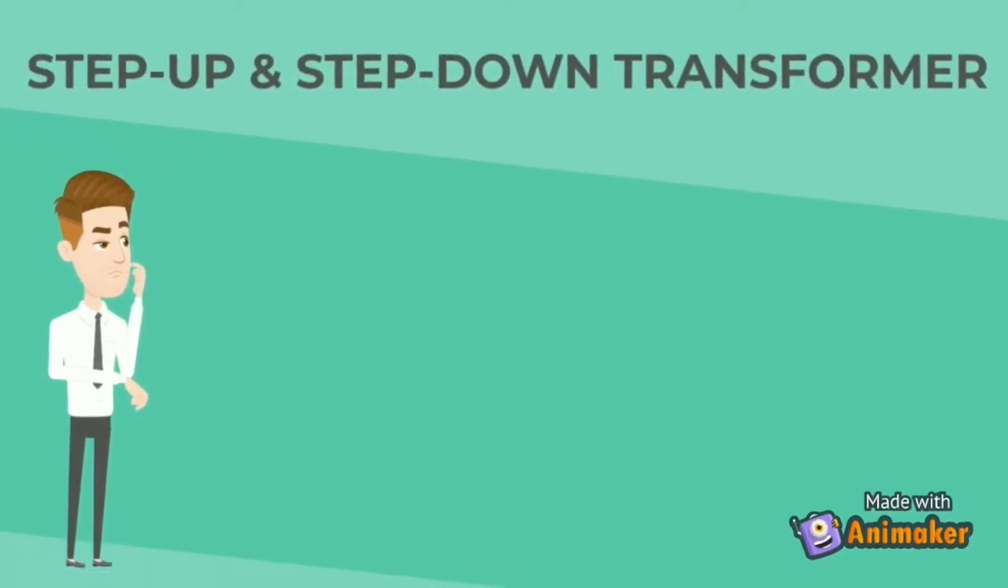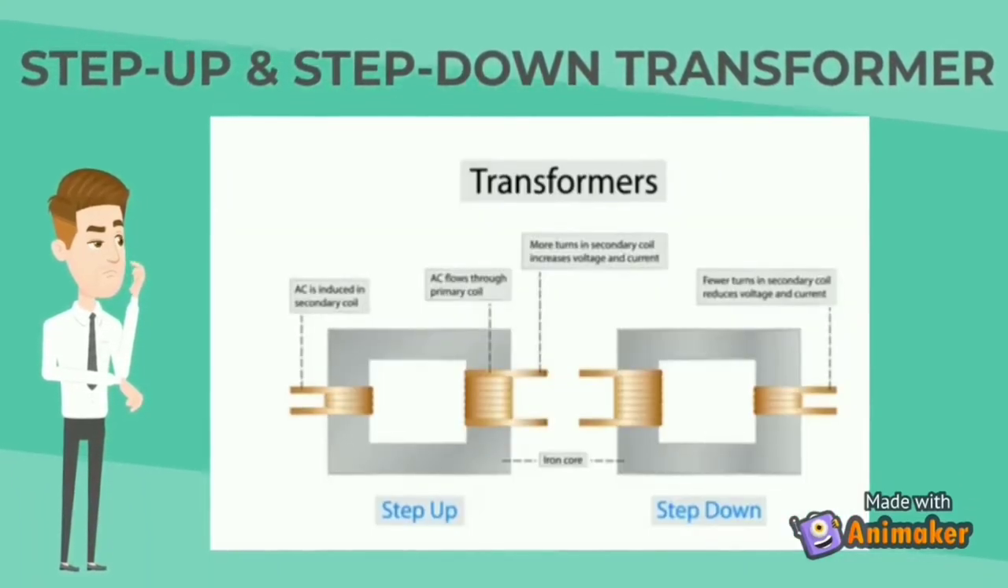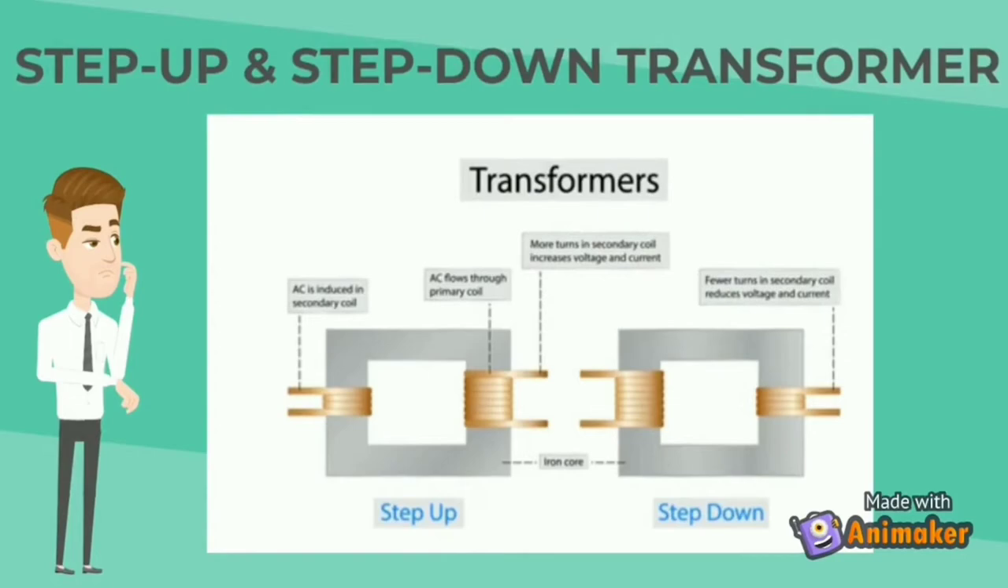What are step-up and step-down transformers? A step-up transformer has more turns on the secondary than the primary side of the transformer so that it will increase the input voltage. A step-down transformer has more turns on the primary than the secondary side of the transformer so that it will decrease the input voltage.